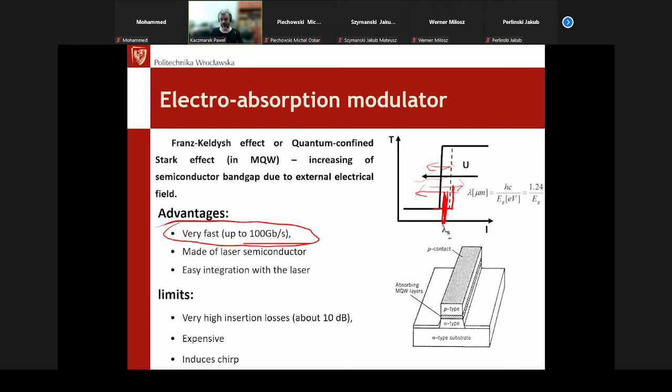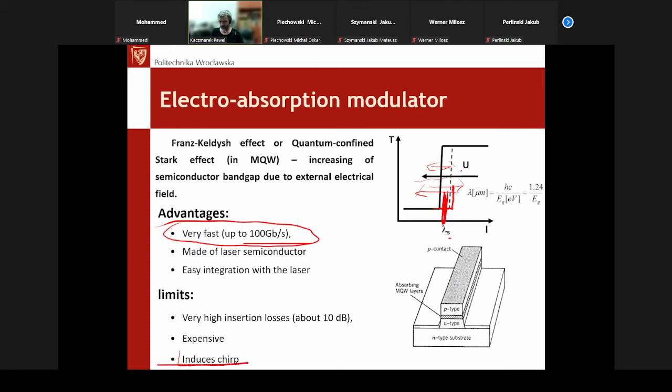Of course, there are some limits. They are expensive, because the price of such a modulator will be quite similar to the price of a laser. The technology will be exactly the same, and additionally, regarding these extremely high operation frequencies, they will require quite a specific approach to these high frequency signals. And the last limit, which can be quite important for some applications, is that they induce chirp in the signal.